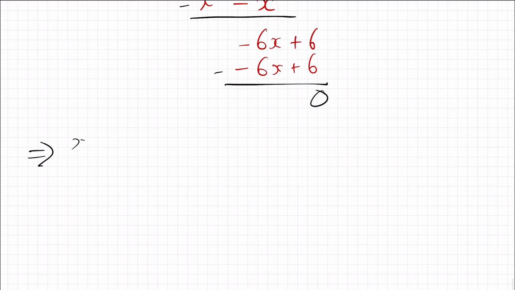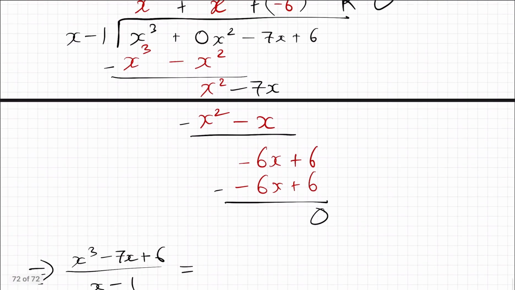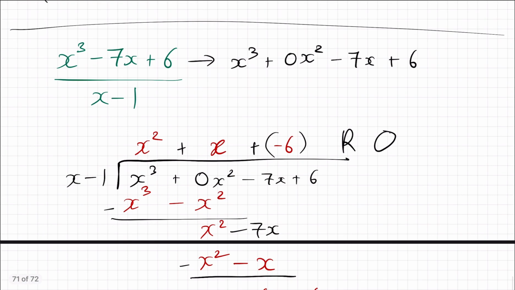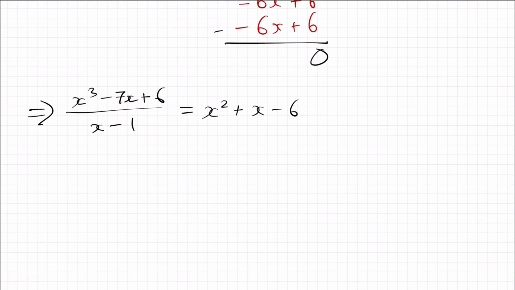So x cubed minus 7x plus 6 over x minus 1 is equal to x squared plus x minus 6. Is that correct? Sorry, x squared plus x minus 6. And if you can just factor that quickly, you can just know that's x plus 3 and x minus 2. Like so. So this gives you 2 more solutions nice and quickly. So there we go. That's how you do polynomial division.